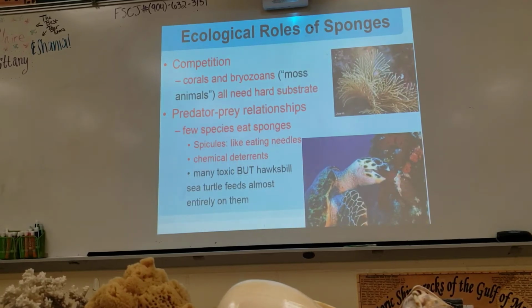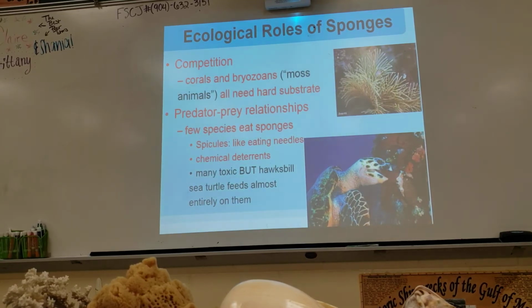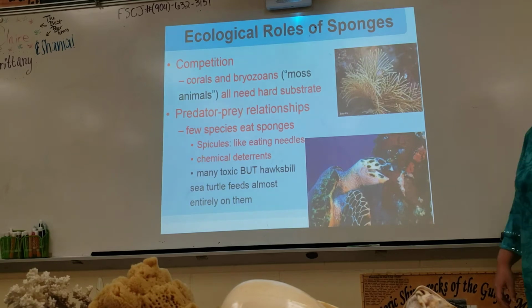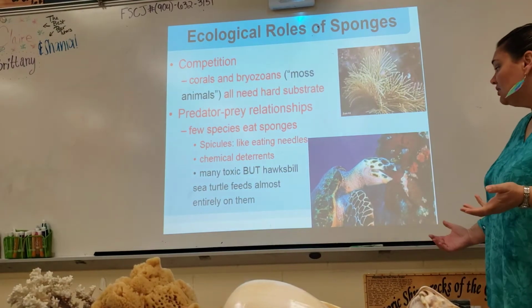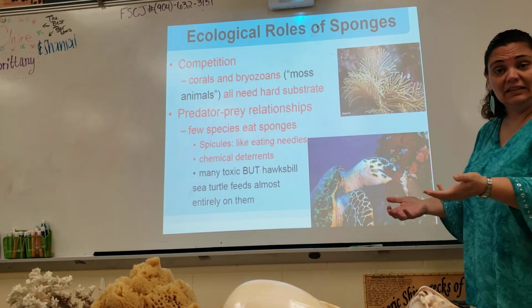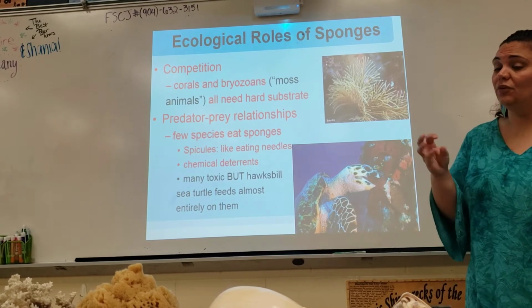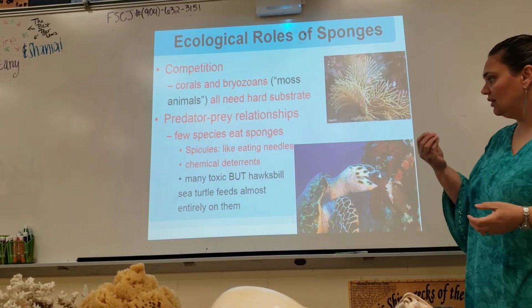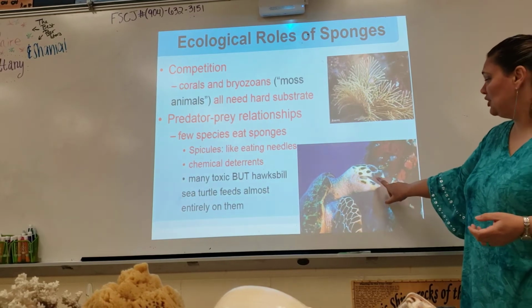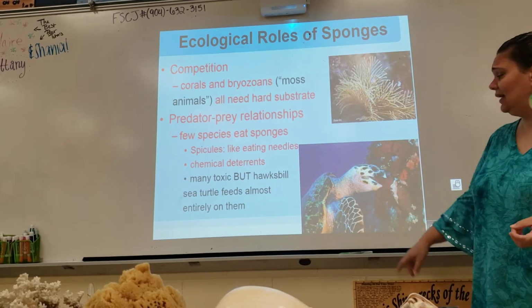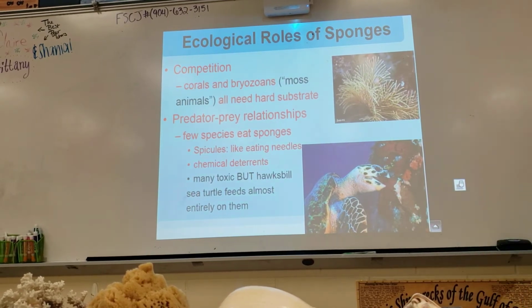There are also predator-prey relationships. Very few species eat sponges because of those spicules; it's not agreeable for organisms to eat them, but some animals still can. Some sponges also have a chemical deterrent, so if you eat them, it'll make you sick, you're toxic. But the hawksbill sea turtle is like, bring it on. They can eat them, no problem. They'll come up and chomp away right at the sponges. It's kind of cool.